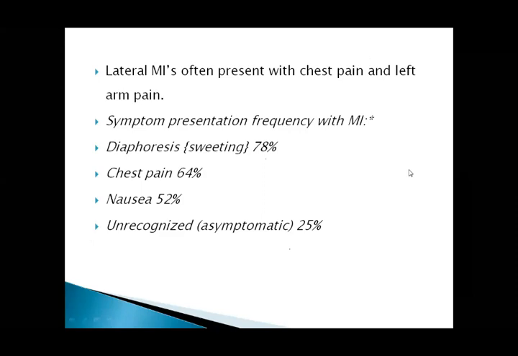Okay, lateral MI often presents with chest pain and left arm pain. It is very commonly seen that the patient will come with chest pain that radiates to the left arm. In this kind of condition, you better directly go for ECG to find out whether it is a myocardial infarction or not. But it is not necessarily the case all the time that chest pain radiating to the left arm is a cardiac problem. In some scenarios it's not a cardiac presentation.